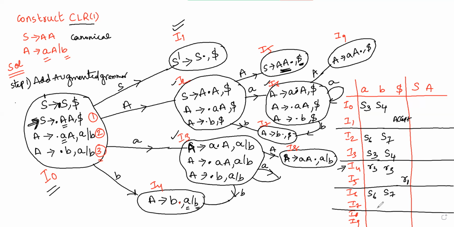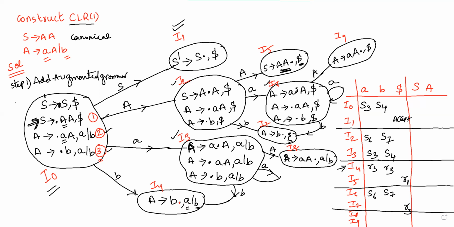Next one, I7 is there. I7 is A tends to B dot. The first production, second production, and this is the third production. So A tends to B dot is the third production. In place of dollar, the lookahead symbol, you write R3.